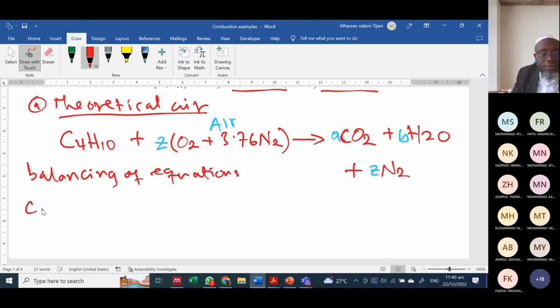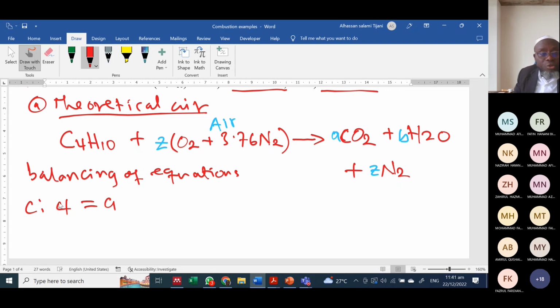So we have carbon, okay? And the reactant side, how many carbon do we have? 4. So we have only 4 atoms. And this is equal to, how many carbon do we have over here? We have A, so 1 times A. So this should be equal to A, which means A equals 4. You understand me? So A equals 4 in this particular equation.